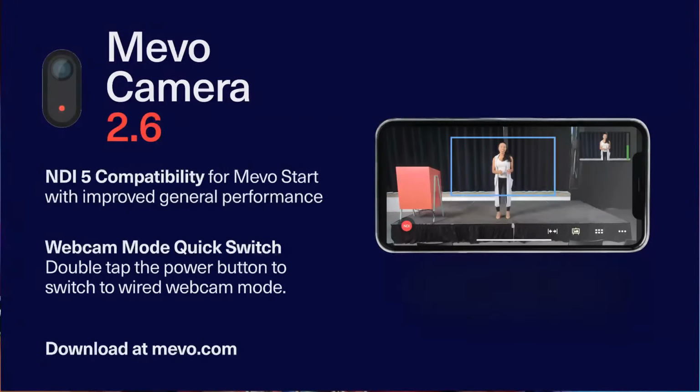Also, we have a new webcam mode quick switch, and this is awesome, especially if you're using your Mevo on the go and you're quickly bringing it back and using it on your computer for Zoom calls or something like that. I use wired webcam all the time, and I really, really like this feature, and I'm going to show you how it works. So, got a handy dandy Start right here, and if you just double tap the button on the back, it plays that little noise, and that means that wired webcam mode is enabled and you can plug it directly into your computer.